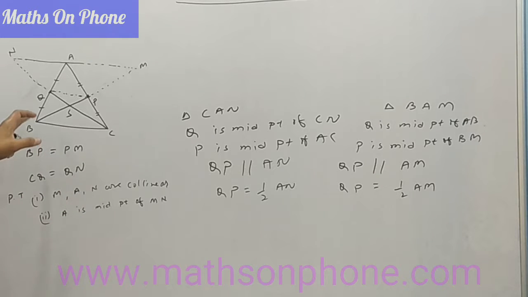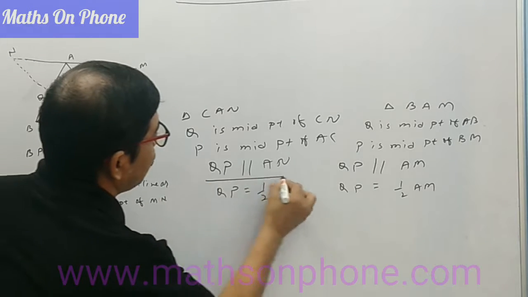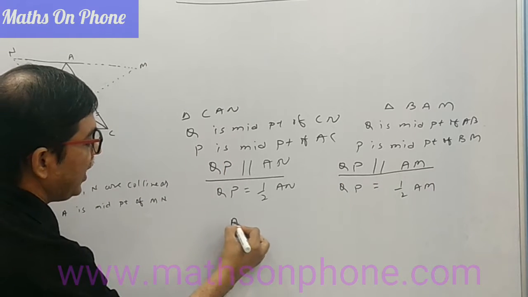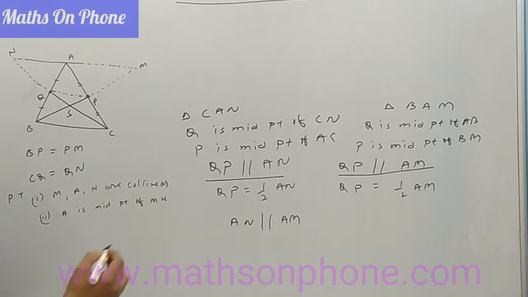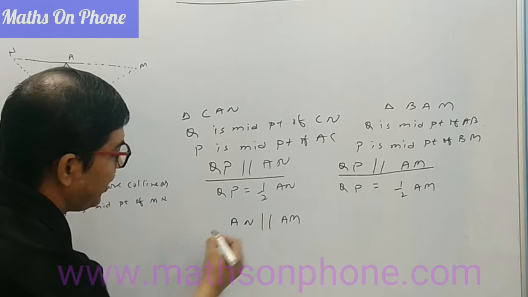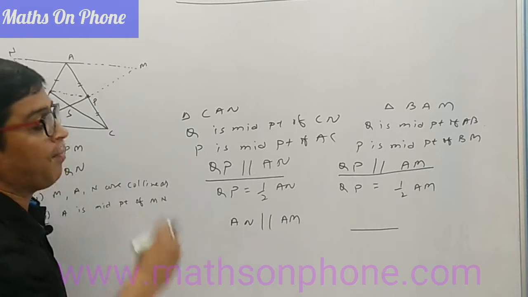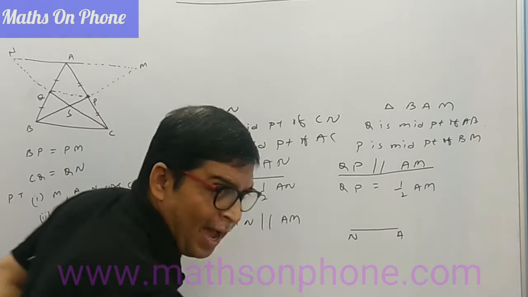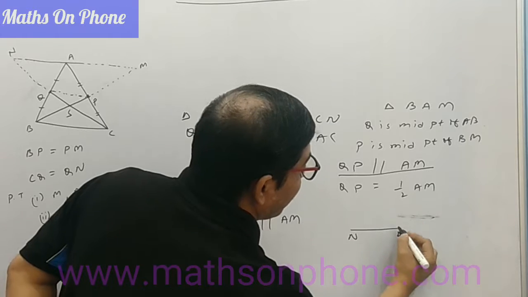Okay, two results we got by means of the two triangles. So now we have to correlate the results. QP is parallel to AN and QP is parallel to AM. What does this mean? That AN is parallel to AM. See, if I write AM like this, and I need to write AN, I have to start from A. It won't be like this here. It has to start from A.